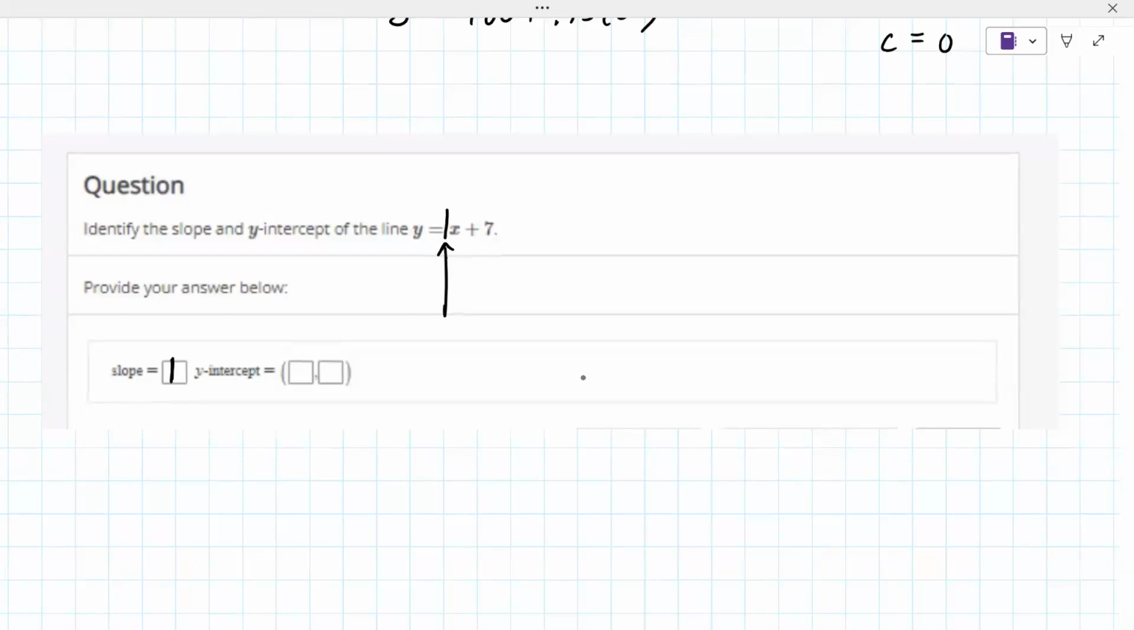All right. Now the y-intercept is when x equals 0. So you want to train your brain to think of that. So when x is 0, what is the y value? 7. 0 and 7. 0, 7. There you go.